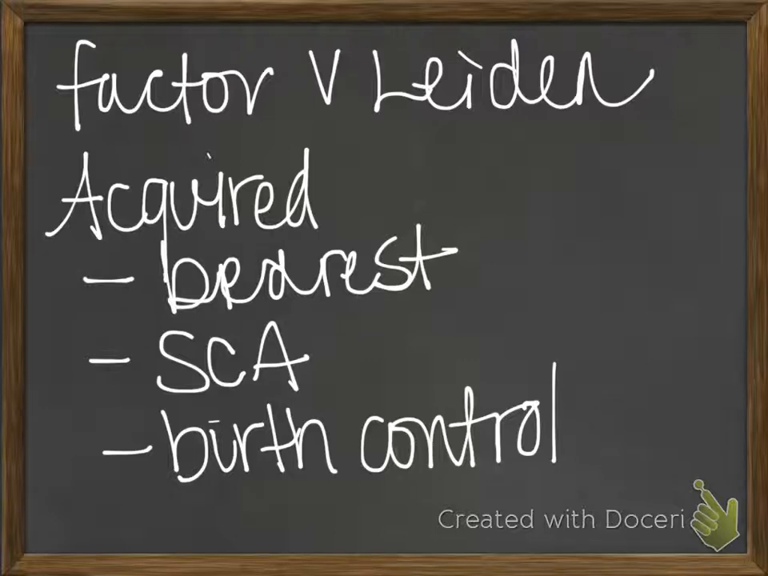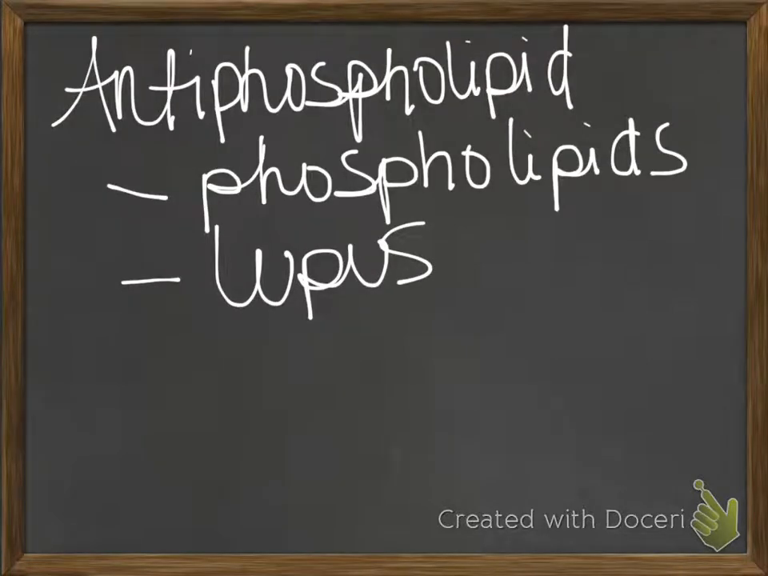Acquired, we can get this secondary to things such as prolonged bed rest for people who are ill, sickle cell anemia. We already have deformed red blood cells and stasis in sickle cell. Birth control, women on birth control or pregnancy, as well as heavy smokers. And then we have something called antiphospholipid syndrome, where we have negatively charged phospholipids, which increases our coagulability, and this is usually associated with lupus.